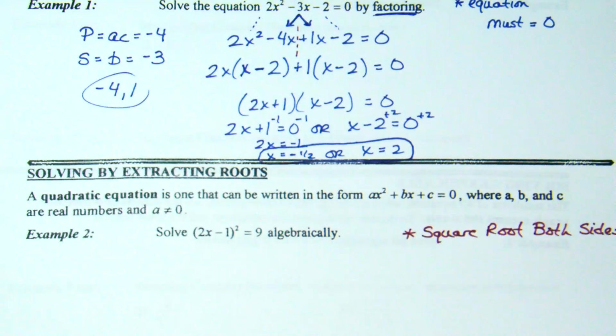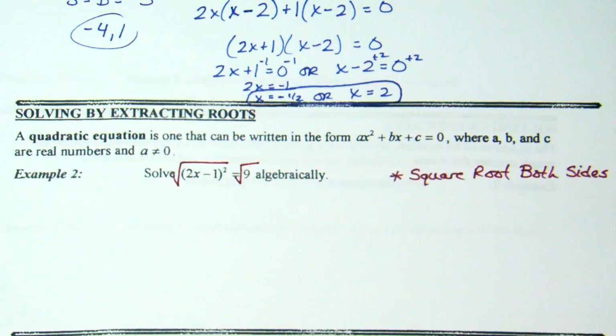So, 2x minus 1 squared equals 9. Square root both sides. If you square root the left, you square root the right. What is the square root of 2x minus 1 quantity squared? 2x minus 1, because a square root is undoing the square. So they cancel each other out. What is the square root of 9?